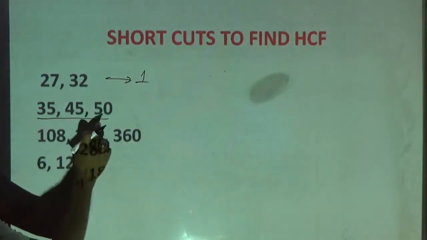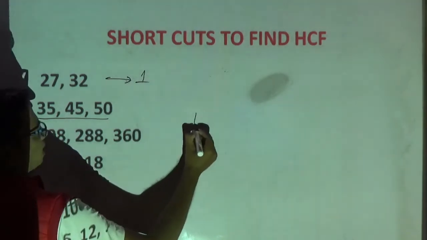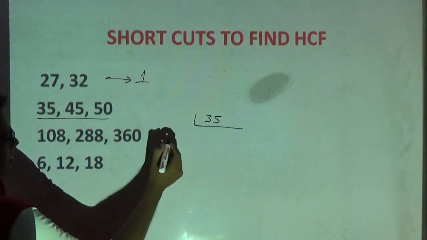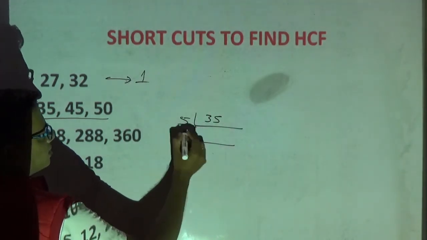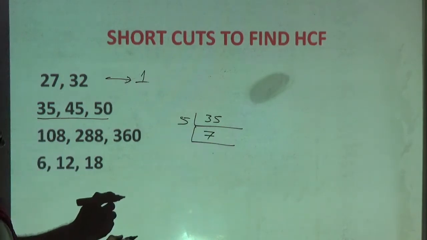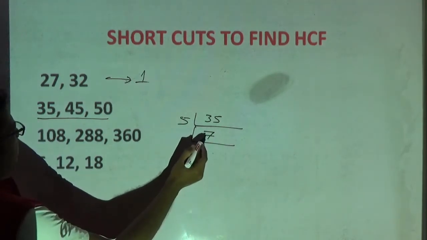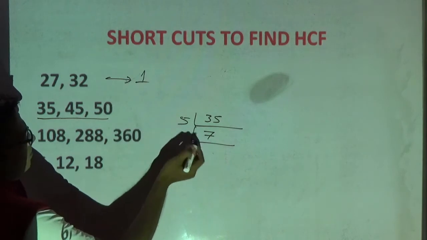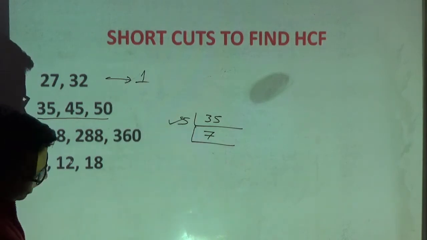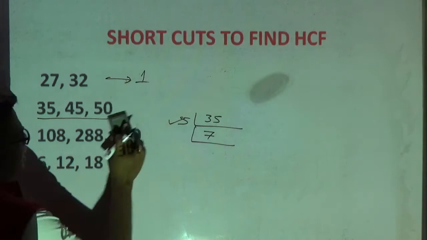Now among these three numbers, which is the smallest number? 35. Find the factors now. 7 times 5 is 35. Now from 7 you can divide your 45 and 15? No. So from which number you can divide? From 5 only. Therefore HCF is 5. Straight away I can tell.